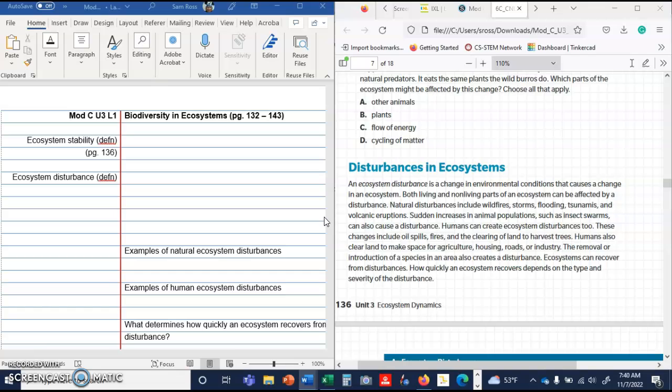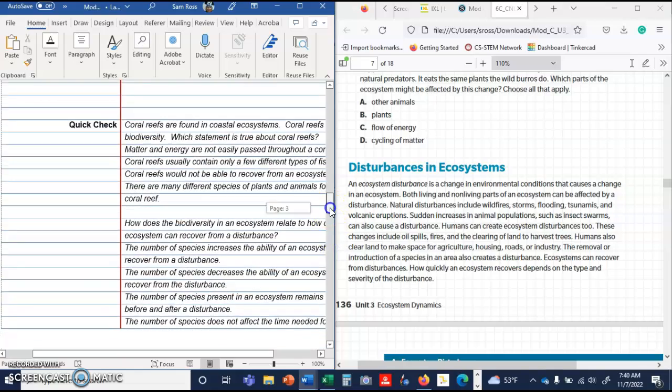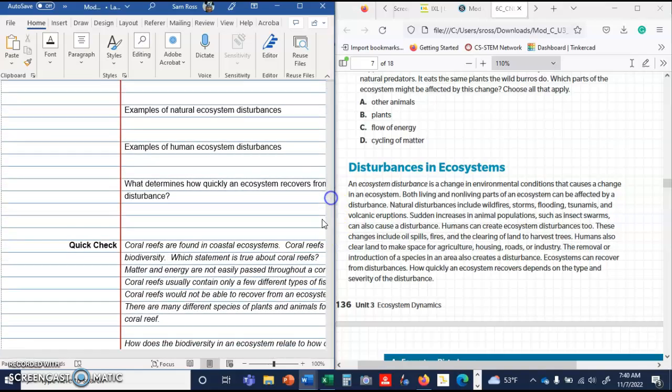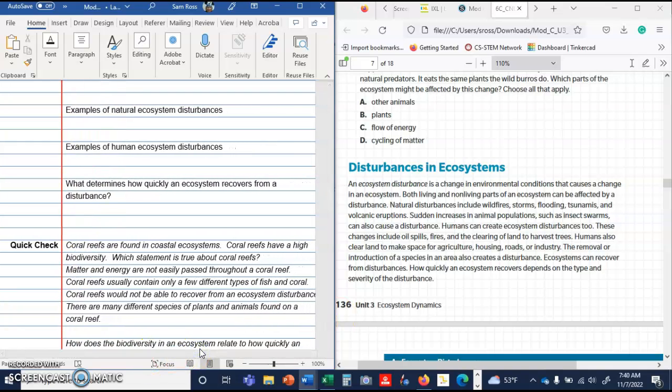So some examples of natural ecosystem disturbances. Natural disturbances include wildfires, storms, flooding, tsunamis, and volcanic eruptions. Examples of human disturbances include oil spills, fires, and clearing of land to harvest trees. So clear cutting. What determines how quickly an ecosystem recovers from a disturbance? How quickly an ecosystem recovers depends on the type and severity, how severe the disturbance is.